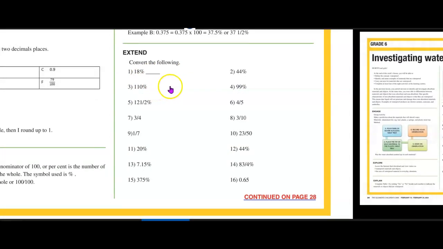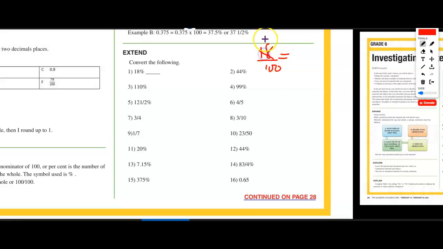Convert the following: 18%, 44%. All right, let's see. 18%. So we have 18 over 100. We could divide by 2, we get 9, and 100 divided by 2, we get 50. It would be 9 over 50. Okay, that's as a fraction. And as a decimal, it would be 0.18.